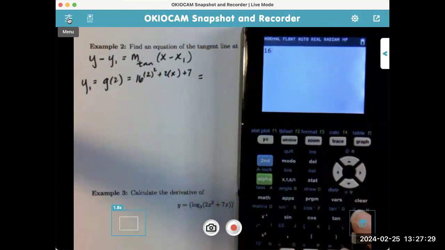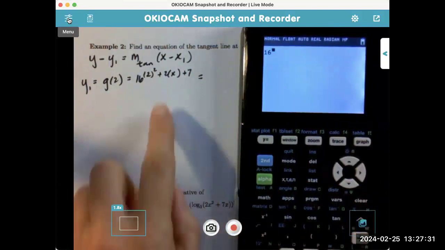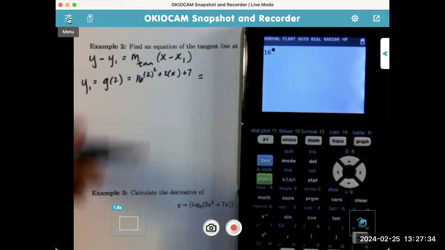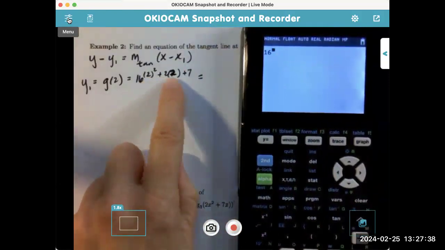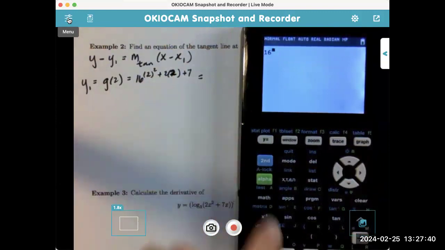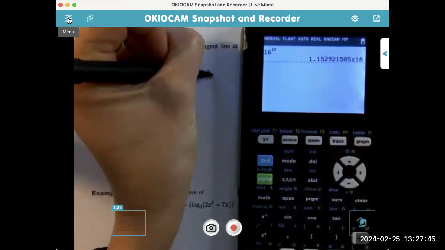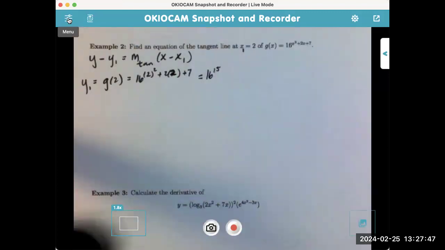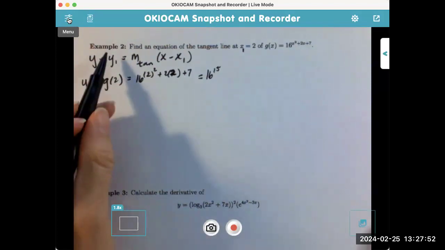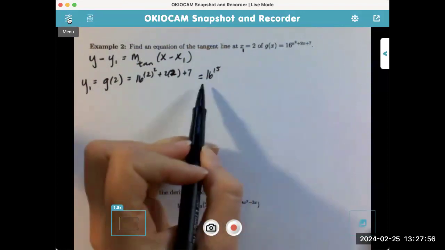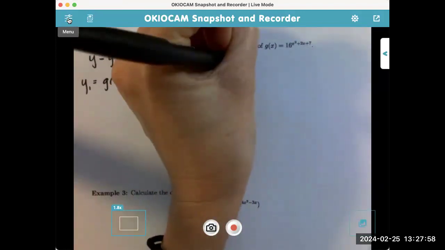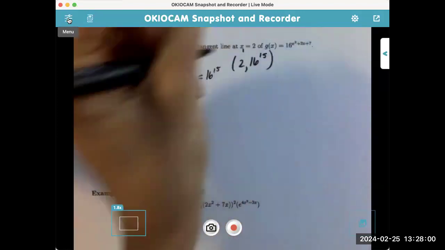So let's see, 16 raised to the, what, that's 4. That should be a 2. This is why I need y'all. 4 plus 4 is 8 plus 7 is 15. Oh boy. Let's just leave it at 16 to the 15th. Okay. So we have our x1, our y1, that is 2 and 16 to the 15th. So our point is (2, 16^15).